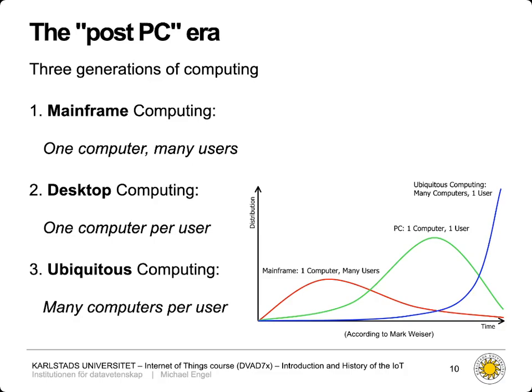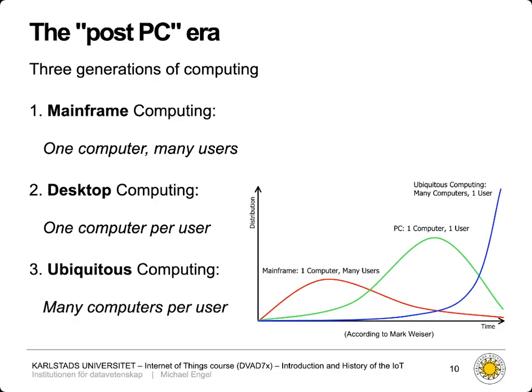So this leads us to what we call the post-PC or post-personal computer era. So in general, we can observe three generations of computing. In the very early days of computing, we had mainframes. So we had one very big, very expensive, loud and power-consuming computer. And since these computers were big and loud and power consuming, you had to have many users use this computer because otherwise you just couldn't afford to spend $1 million on just a computer for a single person.